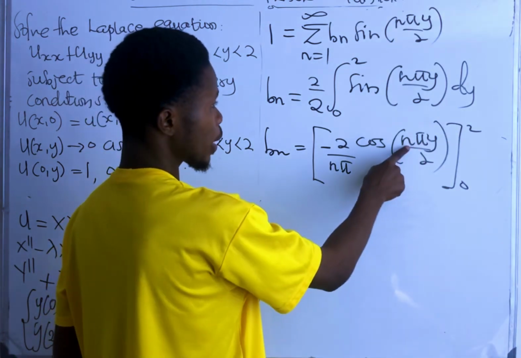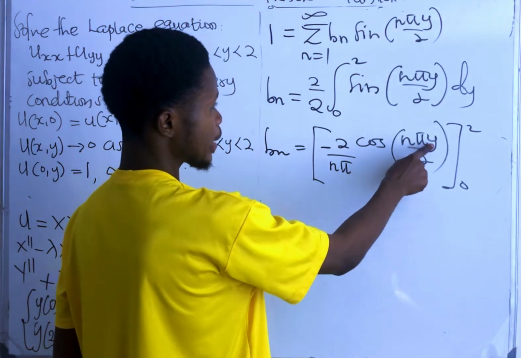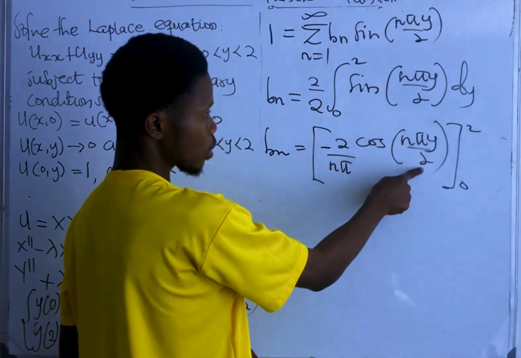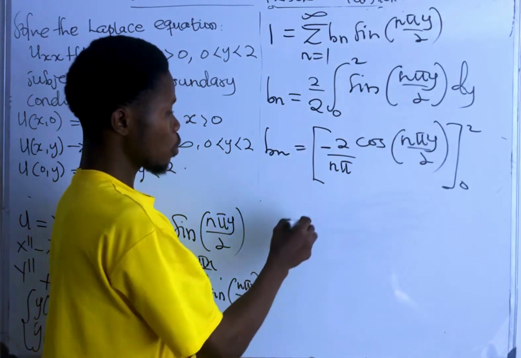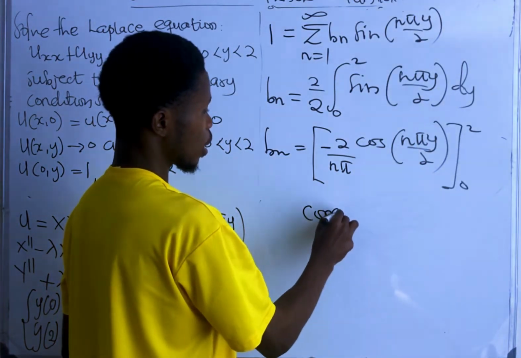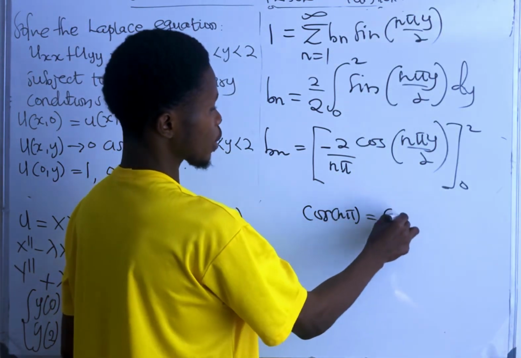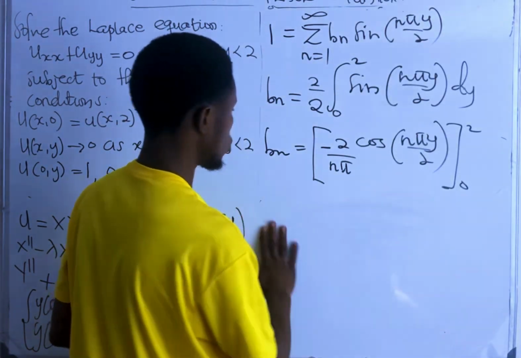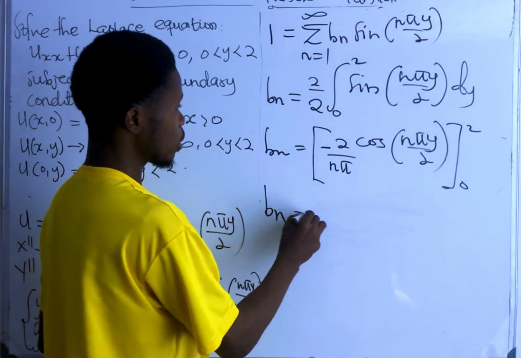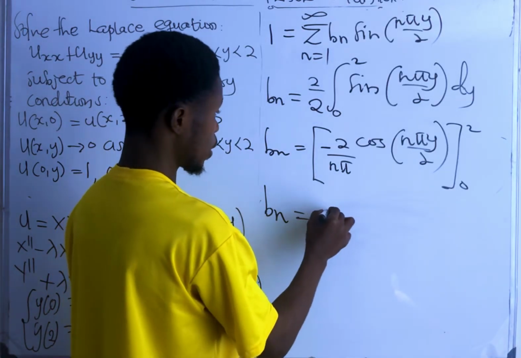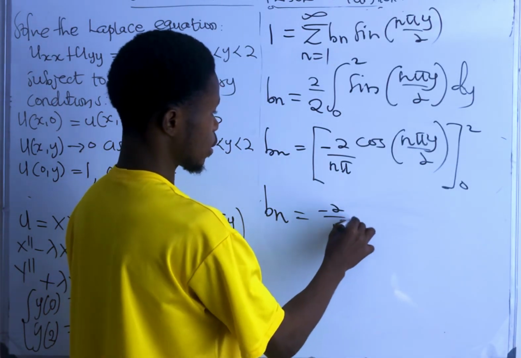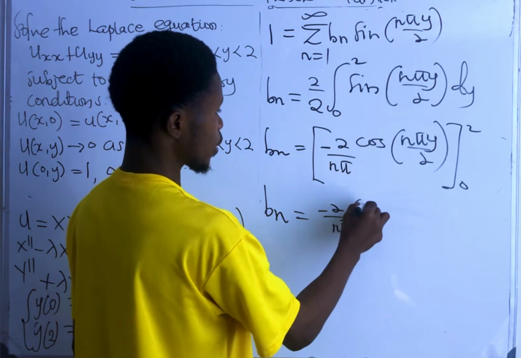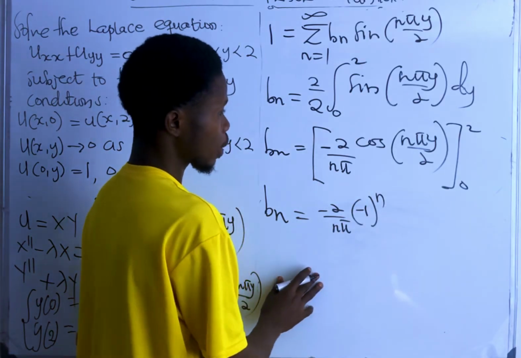If I put 2 here, you see that I'm going to have n pi over 2. And this 2 will cancel this, leaving n pi. And you already know that cos n pi is given as negative 1 to the power n. You know this. Good. So you shouldn't be confused with that. So bn equals negative 2 over n pi multiplied by negative 1 to the power n.